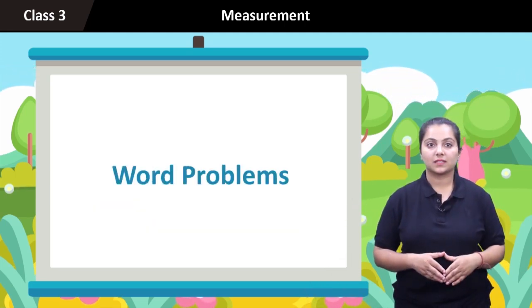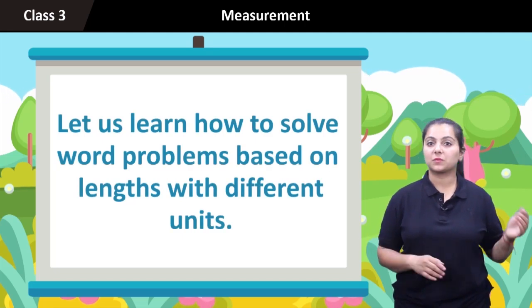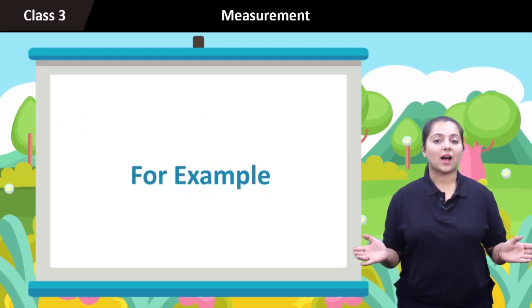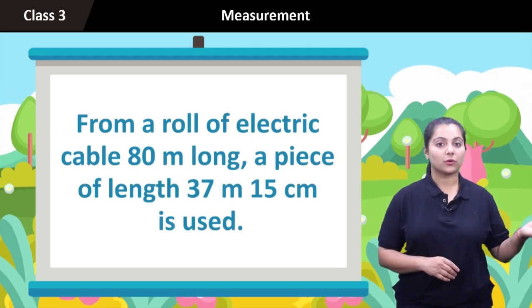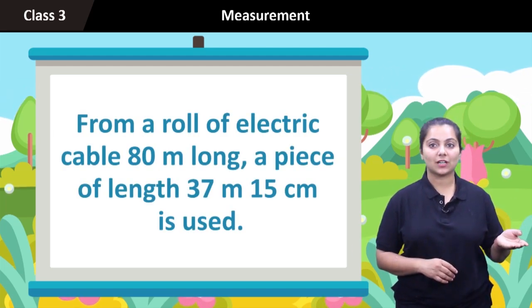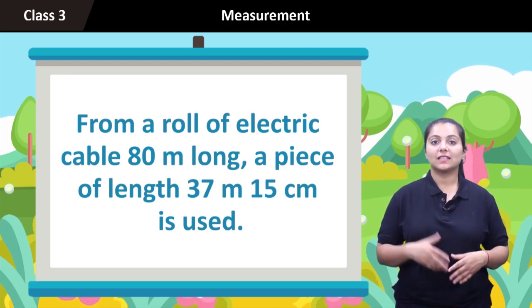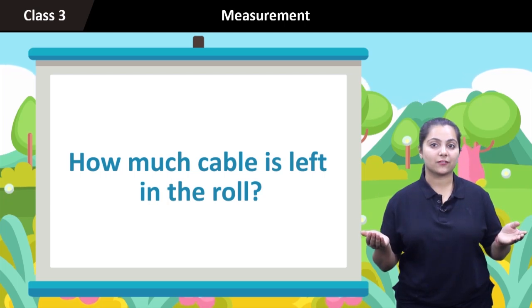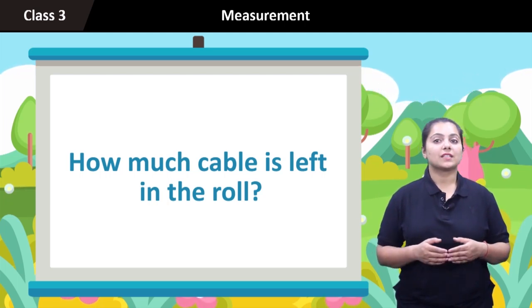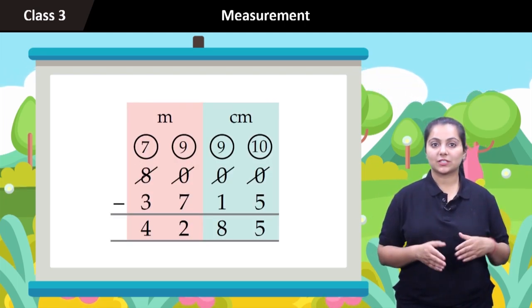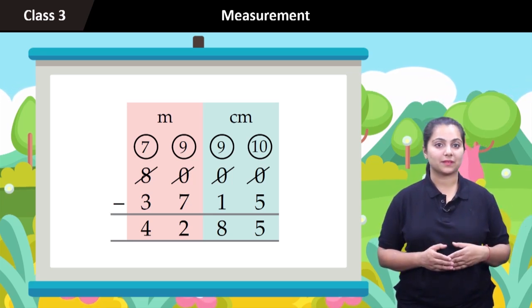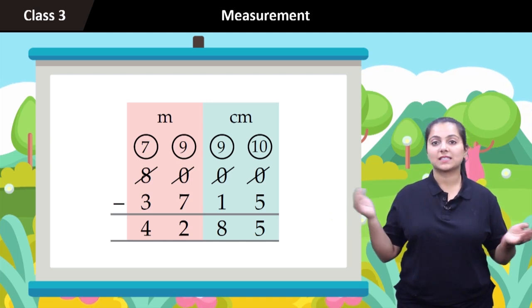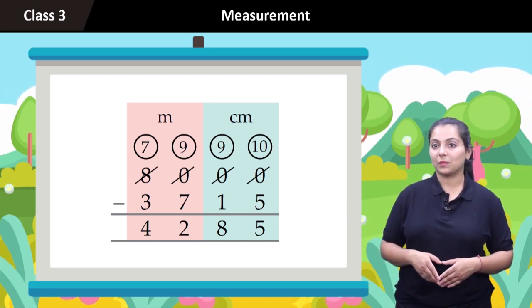Word problems. Let us learn how to solve word problems based on lengths with different units. Now look at one example. From a roll of electric cable 80 meter long, a piece of length 37 meter 15 centimeter is used. How much cable is left? So let's find out. Total length of cable is 80 meter. Length of cable used is 37 meter 15 centimeter. Let's find out the remaining one.